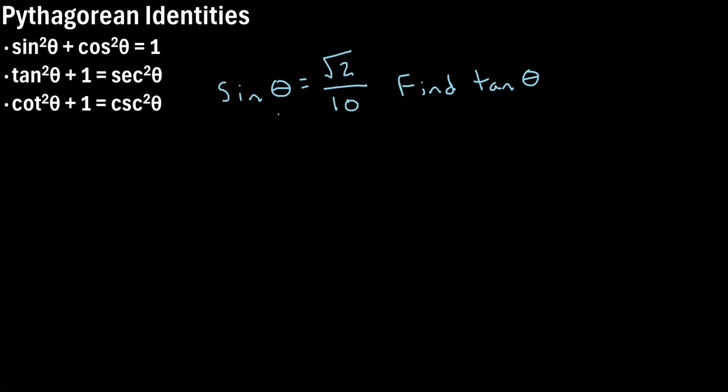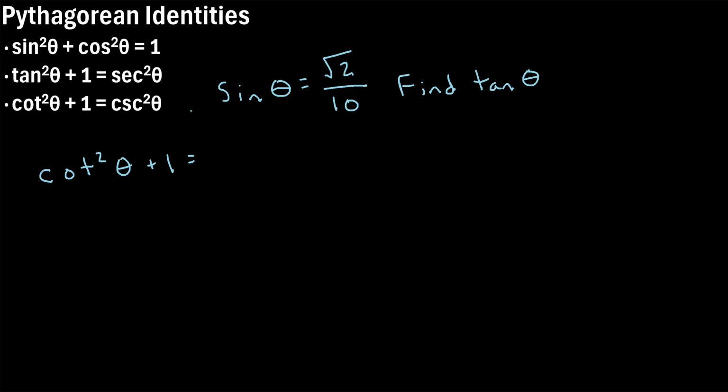Let's say we're told the sine of theta is equal to the square root of 2 over 10, and we want to find the tangent of theta. The sine of theta is equal to 1 over the cosecant, which we have right here in this last Pythagorean identity, and the tangent is 1 over the cotangent. So it looks like we'll be using this last Pythagorean identity to solve this problem. Let's write what we know. We have the cotangent squared of theta plus 1 is equal to the cosecant squared.